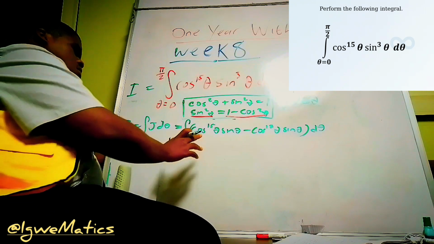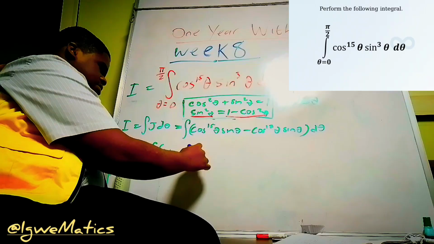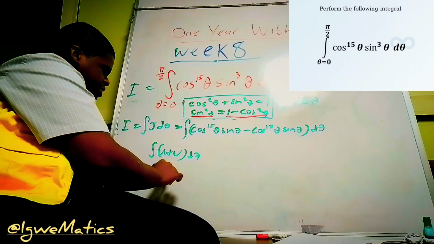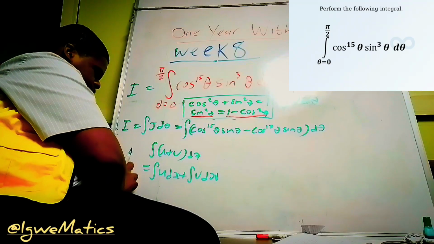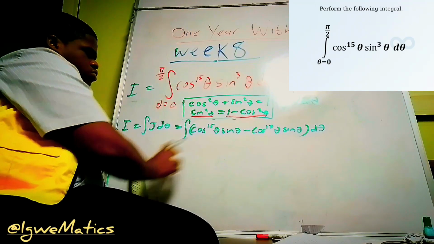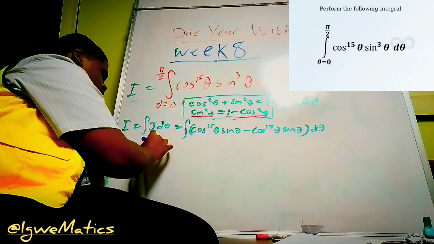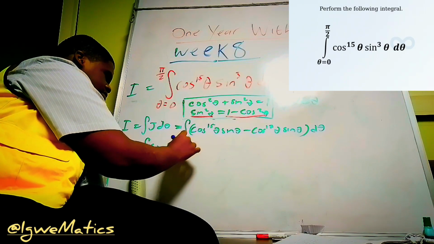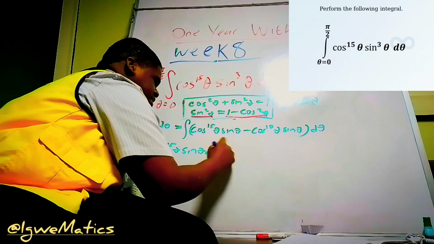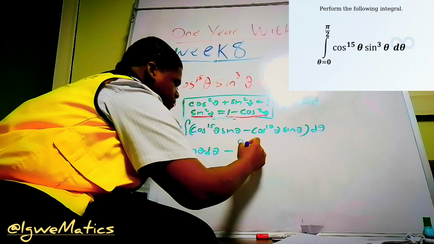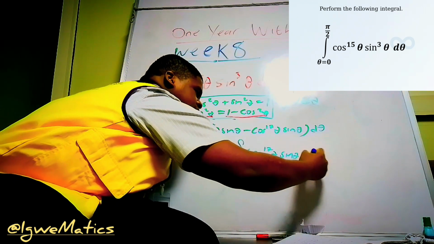If you have the integral of u plus v dx, this is equal to the integral of u dx plus the integral of v dx. So let's separate these two different integrals. The first one, we have the integral of cos to the power of 15 theta sine theta d theta, minus the integral of cos to the power of 17 theta sine theta d theta.